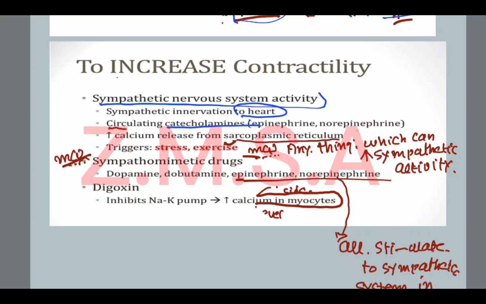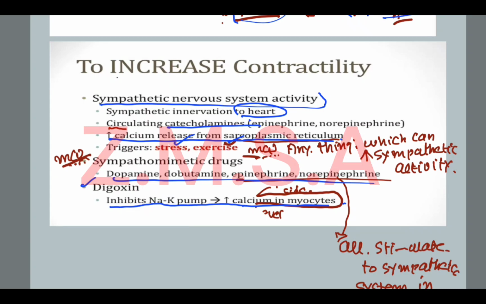Circulating catecholamines, epinephrine and norepinephrine, increase calcium release from the sarcoplasmic reticulum, triggered by stress or exercise. Sympathomimetic drugs, dopamine, epinephrine, norepinephrine, and digoxin inhibit the sodium potassium ATPase pump and increase calcium in the myocyte. So listen here. Sympathetic nervous system activity, catecholamines, sympathetic nervous innervation to the heart.